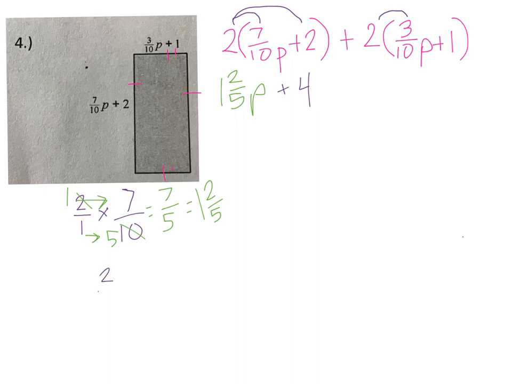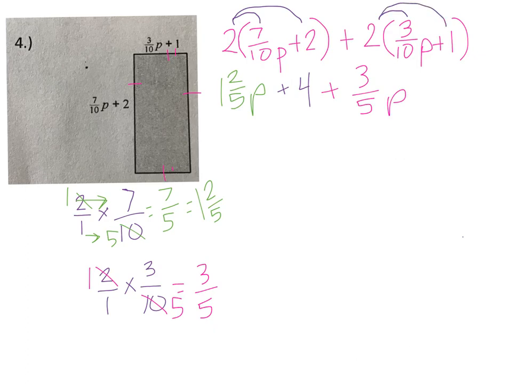So 2 over 1 times 3 over 10. And I'm going to cross simplify again. This becomes a 1 and a 5. That is 3/5. Yep. Okay. So plus 3/5 p, and then distribute my 2 into my 1, and 2 times 1 is 2.